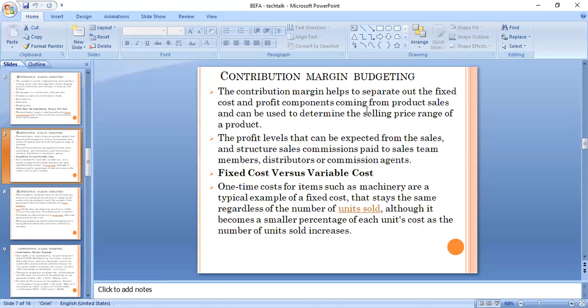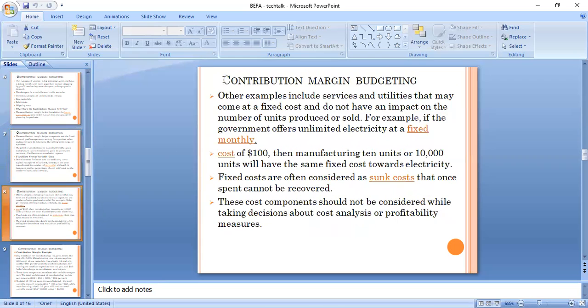Fixed costs versus variable costs. One-time costs for items such as machinery are a typical example of a fixed cost that stays the same regardless of the number of units sold, although it becomes a smaller percentage of each unit's cost as the number of units sold increases. Other examples include services and utilities that may come at a fixed cost and do not have an impact on the number of units produced or sold.